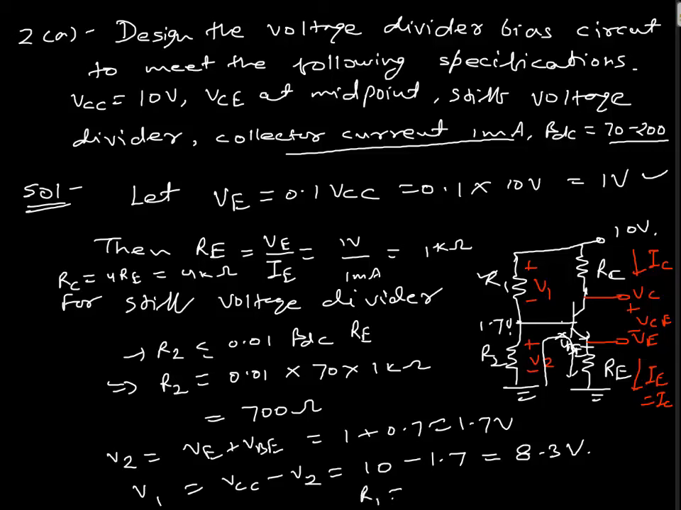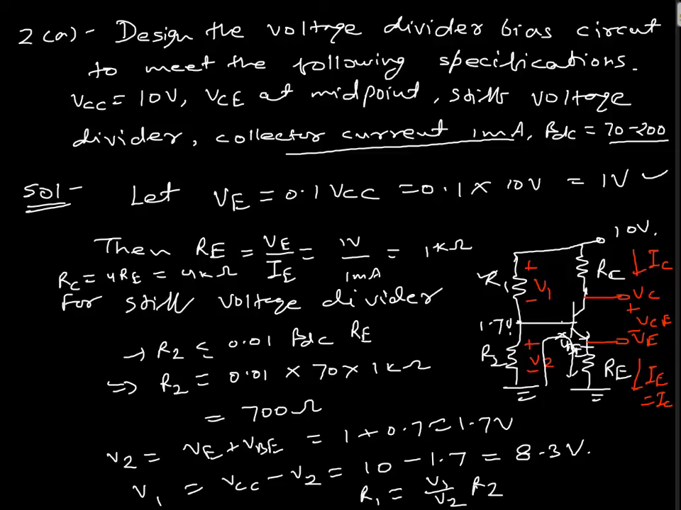R1 will be V1 by V2 into R2. Again, here derivations are not required. If you remember the formula, that is enough for us. But even then, if you want to use the voltage division rule, you can always find out. So this V1 is nothing but VCC minus V2. So this is the value of V1. We have got it here. So using the simple analysis, we can find these values.